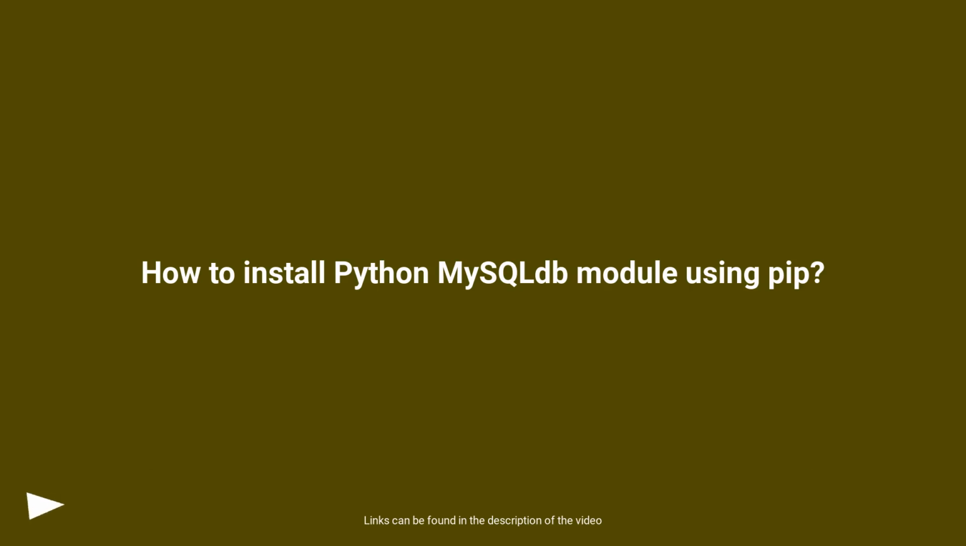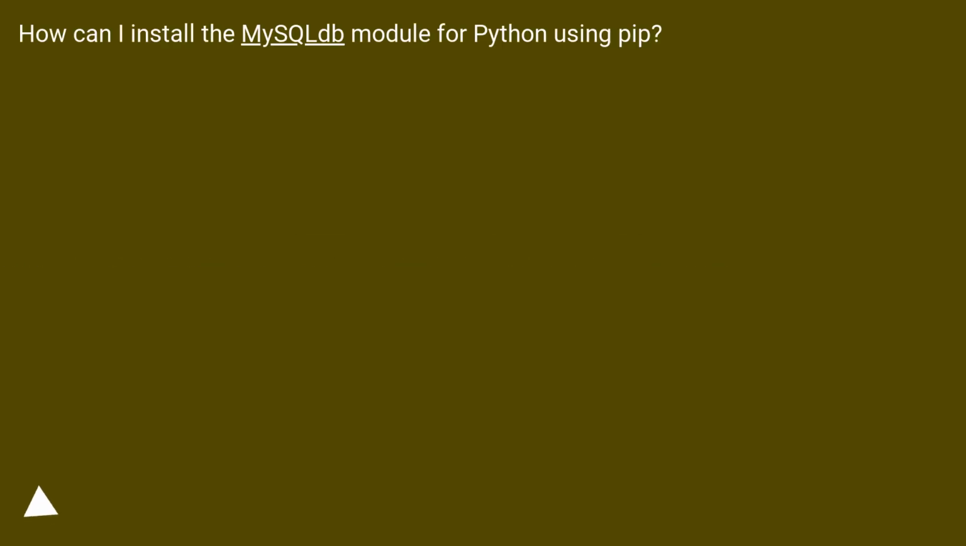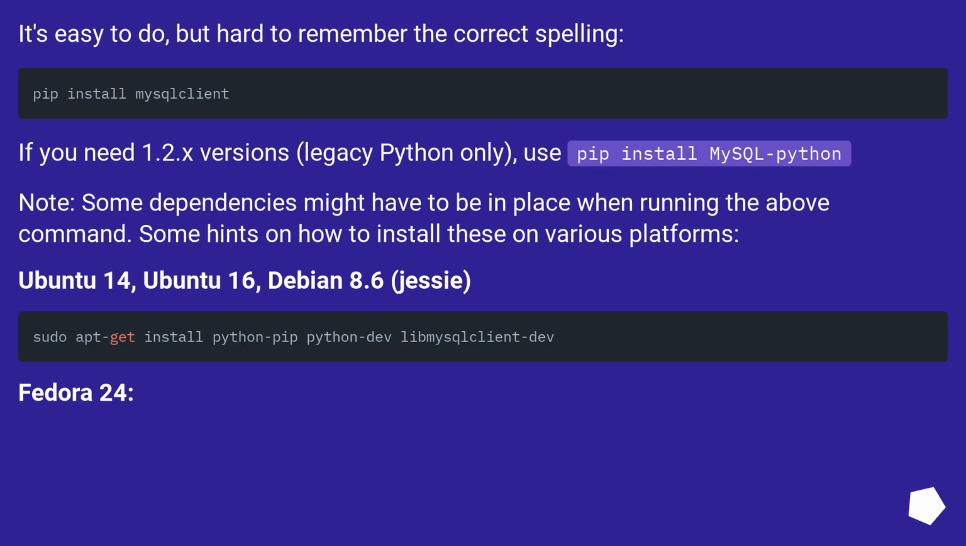How to install the Python MySQL module using pip. How can I install the mysql module for Python using pip? It's easy to do, but hard to remember the correct spelling.